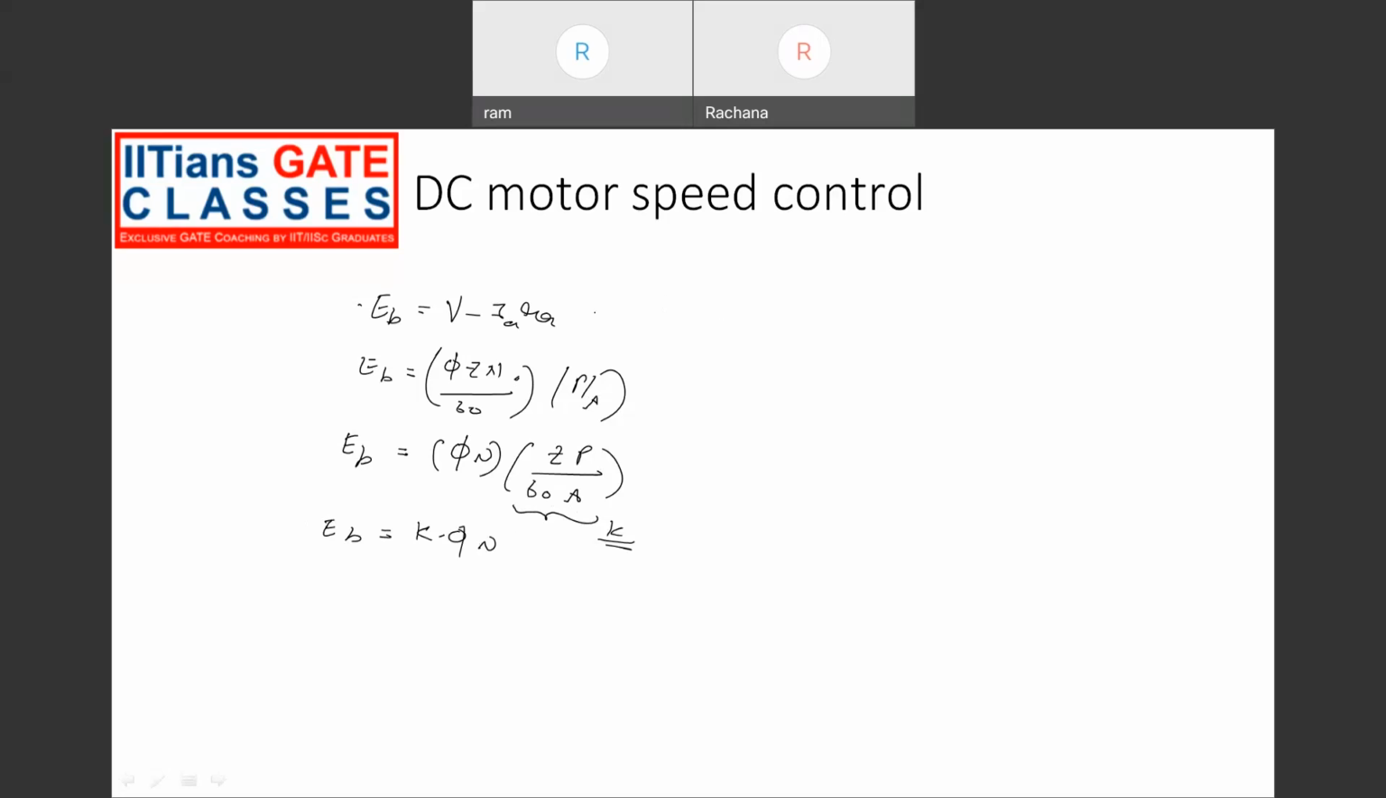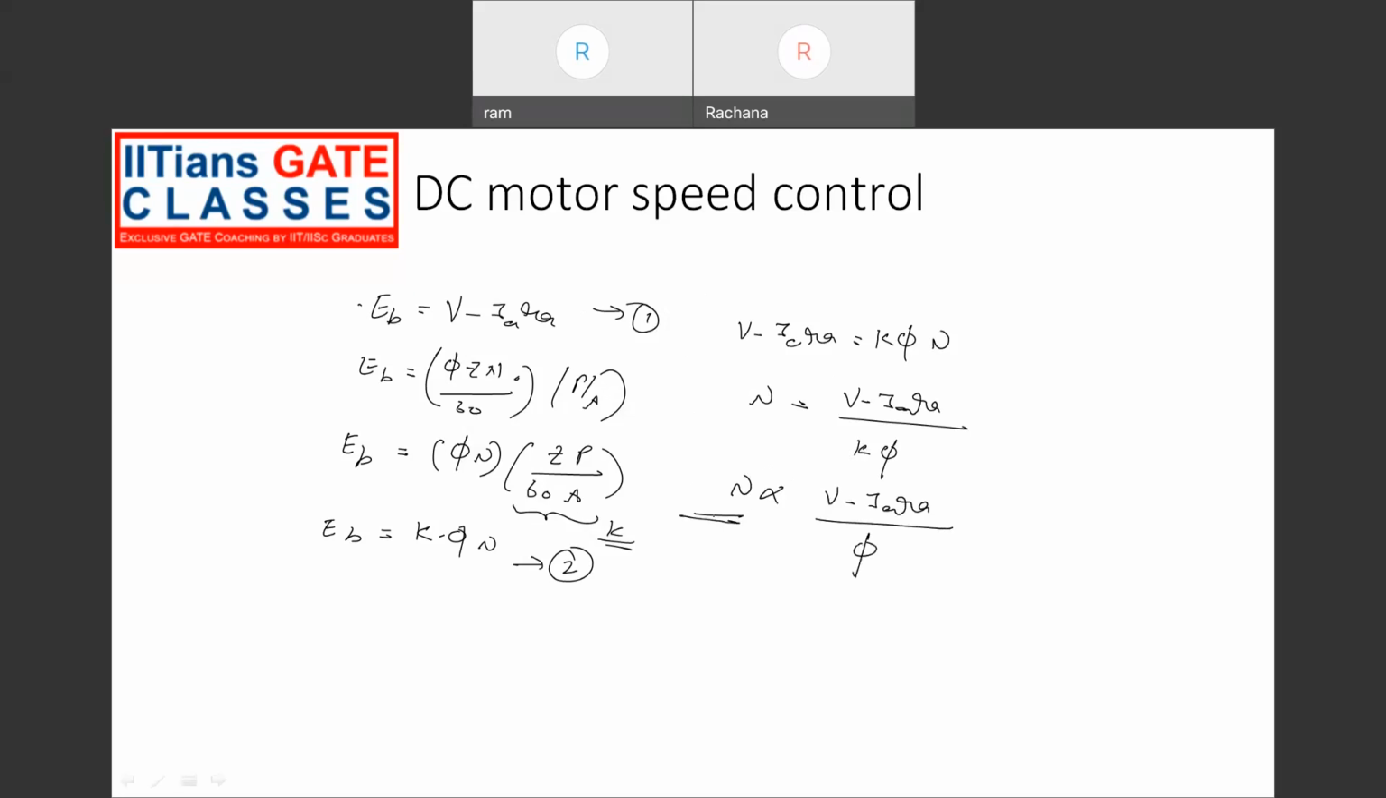So this is equation 1. From 1 and 2 I can write KϕN is equal to V minus IaRa. K is a constant. I can write N proportional to V minus IaRa by ϕ. So if you see here, by increasing the flux, the speed can be reduced. By decreasing the flux, the speed can be increased. By increasing the armature resistance, the IR drop increases for a given terminal voltage, and the speed decreases.